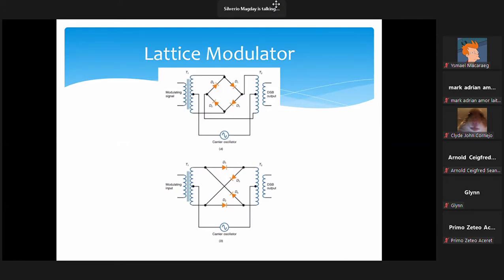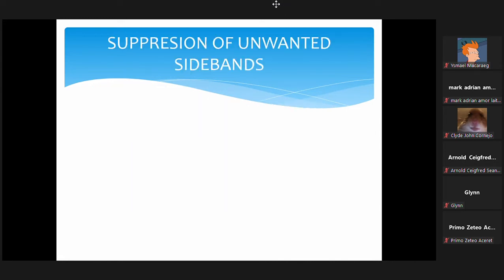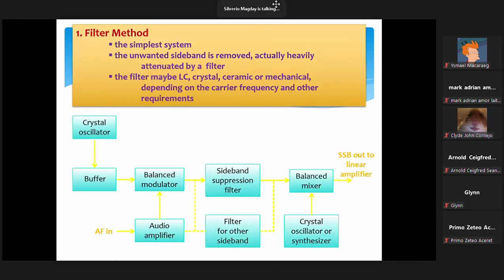So, by description, meron siyang input transformer, meron din sa output, tapos may bridge ring ng mga diodes. About pag IC balanced modulator, most of the ginagamit is yung 1496 and 1596 na IC. Can work at carrier frequencies up to 100 megahertz and can achieve carrier suppression around 50 to 65 decibels. Siyempre, hindi ko na kaya ipakita since it is an IC naman. So just know yung mga technicalities for those specific ICs, 1496 or the 1596. So, suppression ng unwanted sidebands.